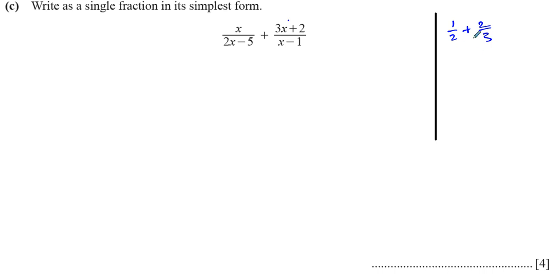Good. I have to make the denominators the same. So I'd have to say, what number do they both go into? The smallest number, the lowest common multiple, is 6. We're going to put both of them over 6, right?